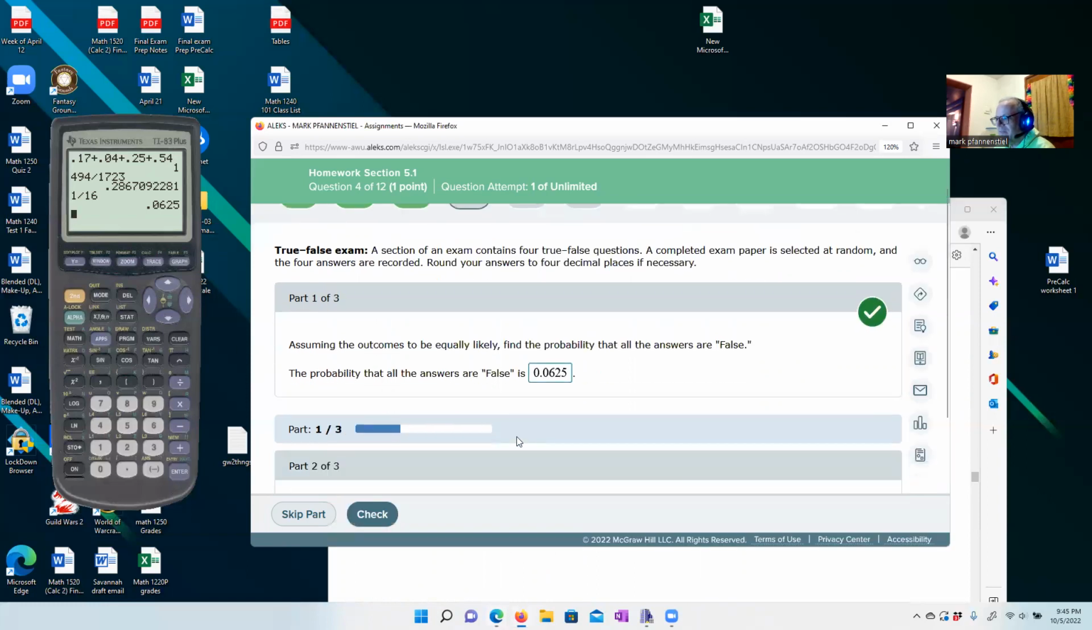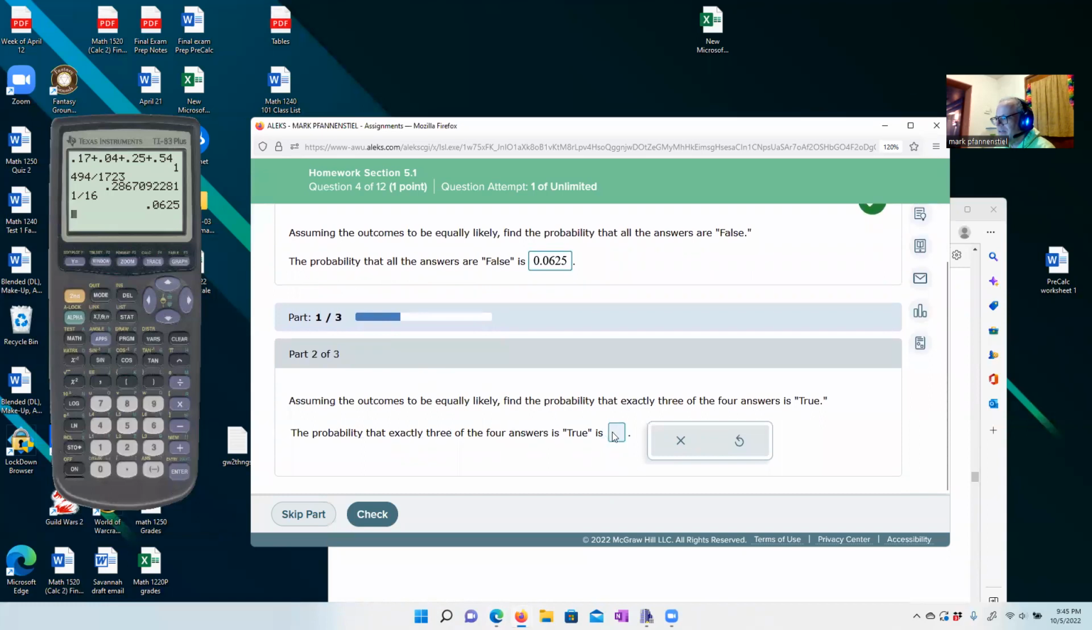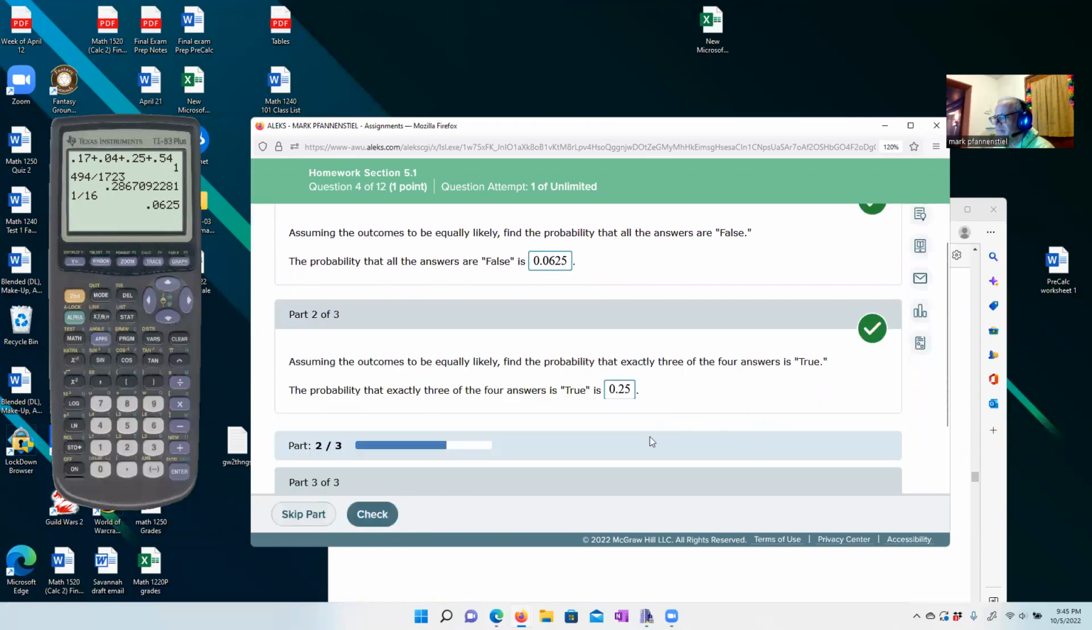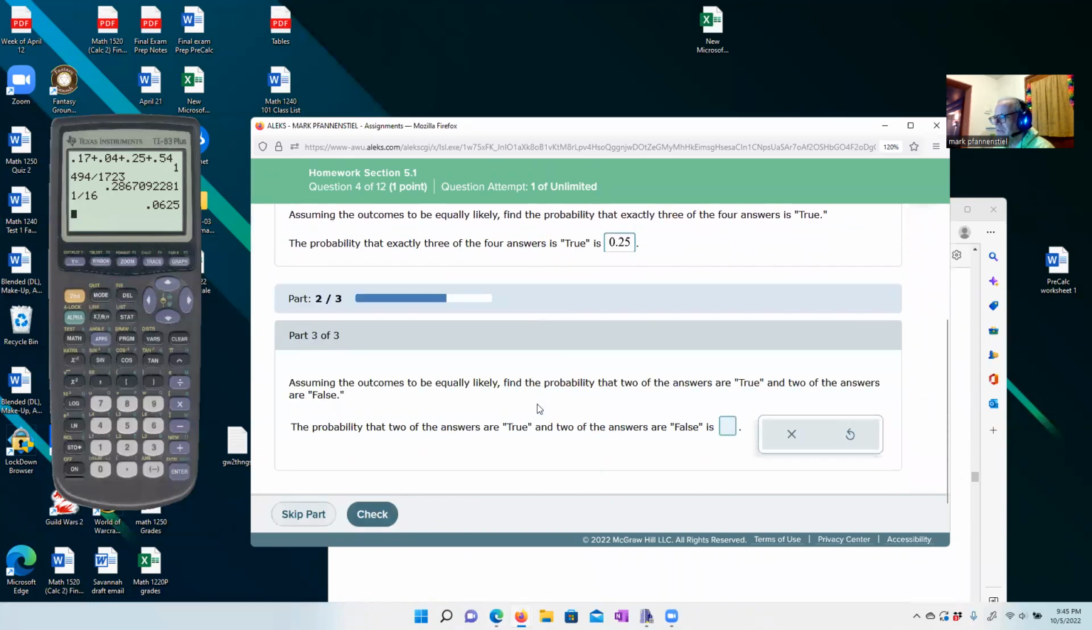So we have 0.25. 1/4 of them were true. Okay, where we had this possibility. Check, hooray, and then we could move on with our lives and then go with the next one.